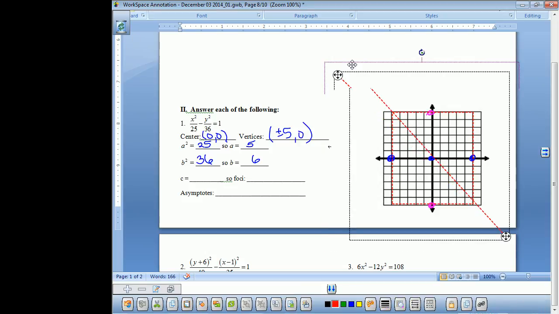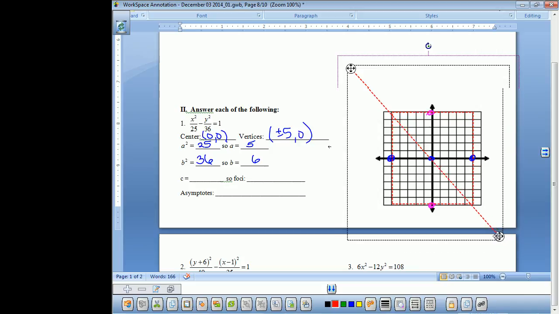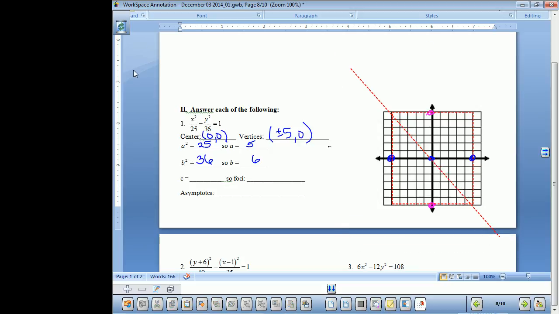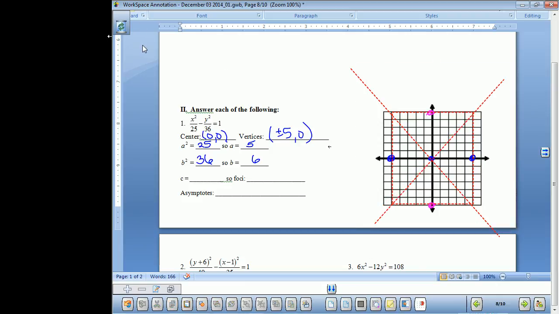See if you can hit it better than I did. And then draw in the other asymptote. Missed it again. Now, the asymptotes are kind of like the guidelines for our hyperbola once we start to draw it.